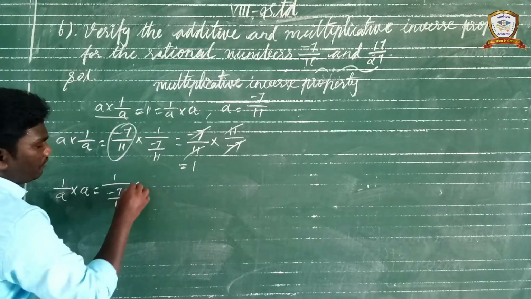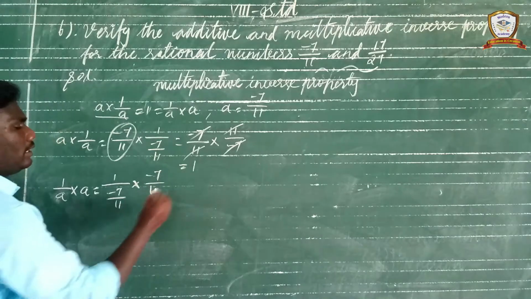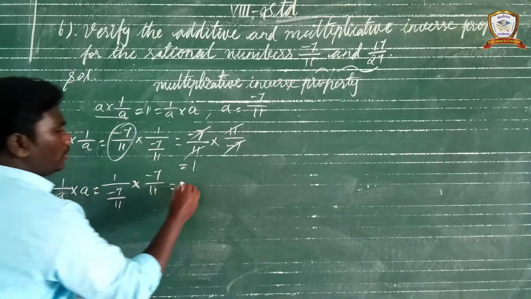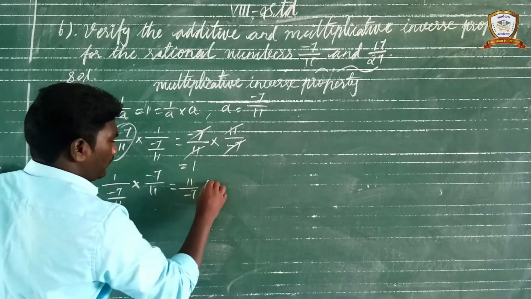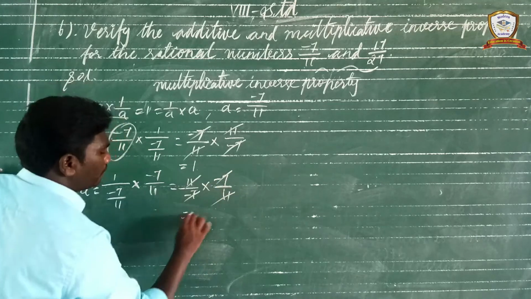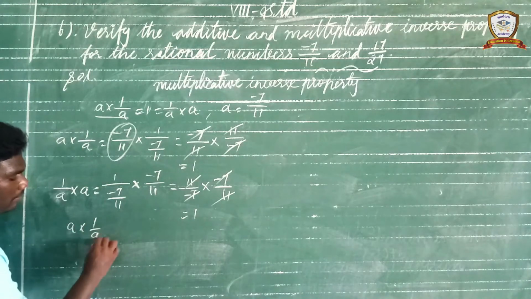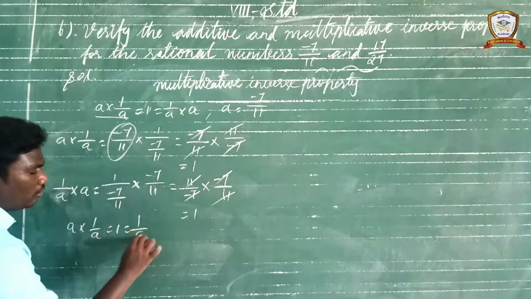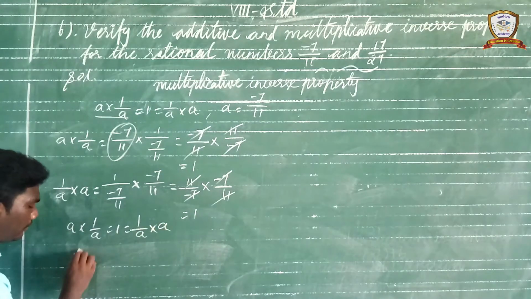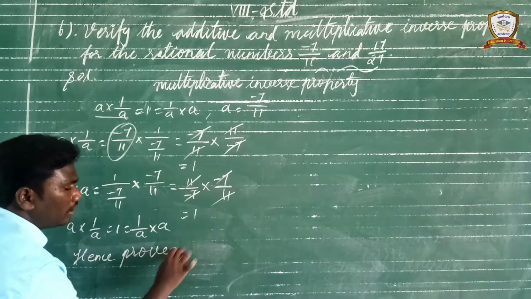The next one, 1 by A into A is equal to 1 by A, 1 by minus 7 by 11 into A, which is minus 7 by 11. You take the reciprocal, 11 by minus 7 into minus 7 by 11. 7 cancels, 11 cancels, therefore 1. So both are also equal. Therefore A into 1 by A is equal to 1 is equal to 1 by A into A. Hence proved. Are you clear?